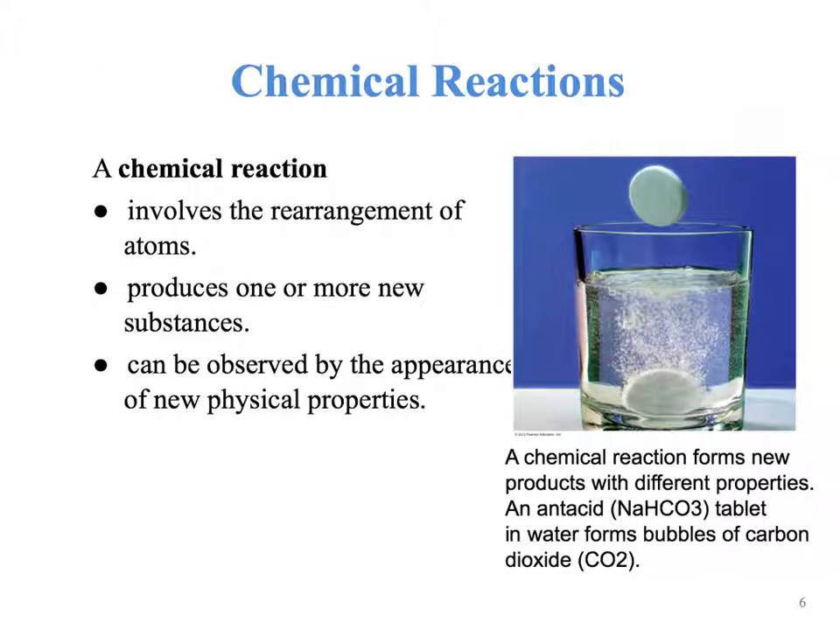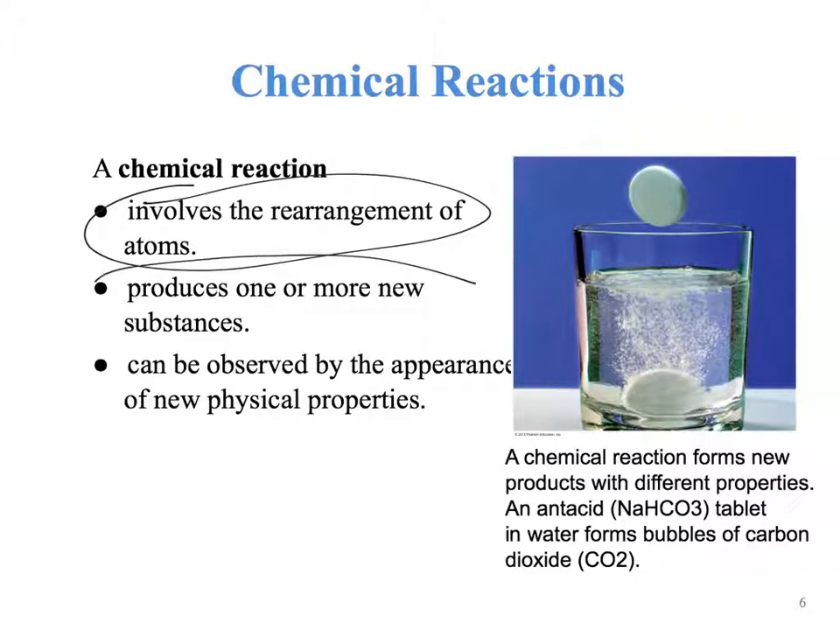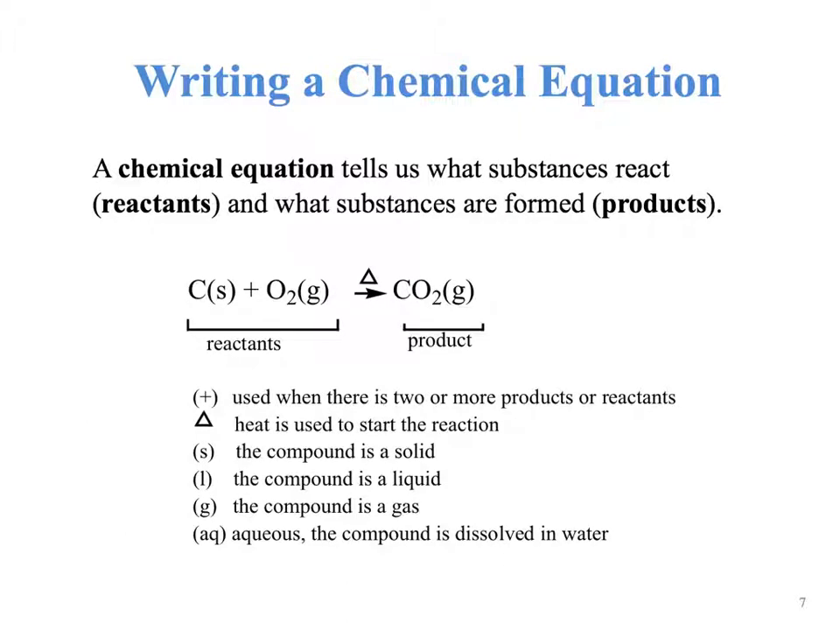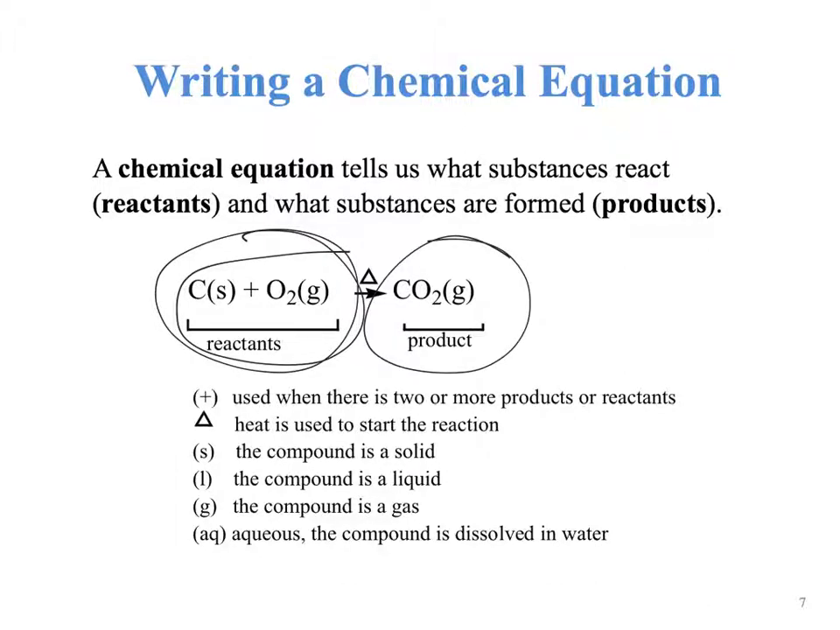A chemical reaction involves the following: a rearrangement of the atoms, production of new substances, and it can be observed by different physical appearance of the substances. How do we describe a chemical reaction? We do it using a chemical equation. A chemical equation tells us what substances react to the left of the arrow and what substances are formed to the right of the arrow.